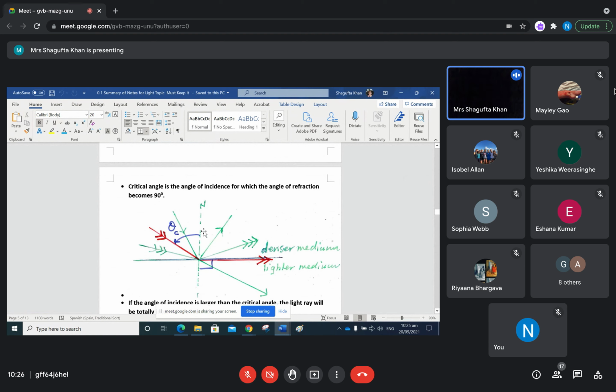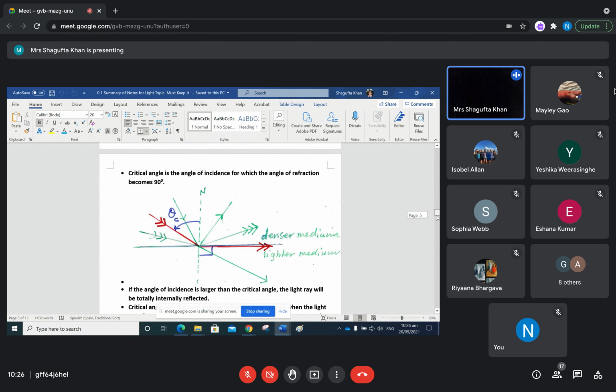But for internal reflection to happen, there are 2 conditions. One is that the angle of incidence has to be larger than the critical angle. This is the critical angle for which the angle of refraction is 90 degrees. The second condition is that light must be going from a denser to a lighter medium, not from a lighter one, because if light goes from here, then it will be bending this way. So this angle will always be smaller. So there will be no critical angle or no total internal reflection if light goes from a lighter to a denser medium. It only happens when it goes from a denser towards a lighter medium. So that's the third thing.